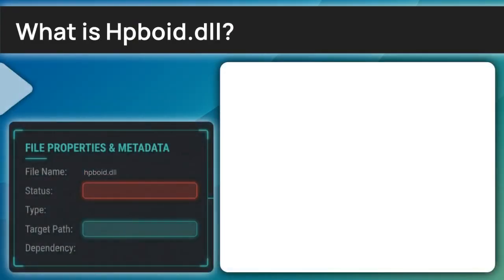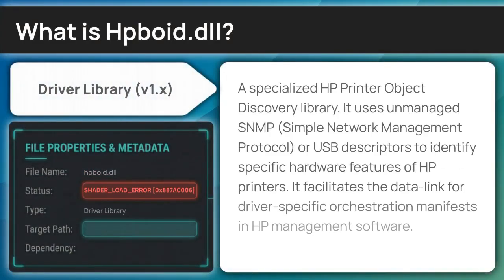This is the Hpboid library, a specialized HP printer object discovery library. It uses unmanaged SNMP, Simple Network Management Protocol, or USB descriptors to identify specific hardware features of HP printers. It facilitates the data link for driver-specific orchestration manifests in HP management software.